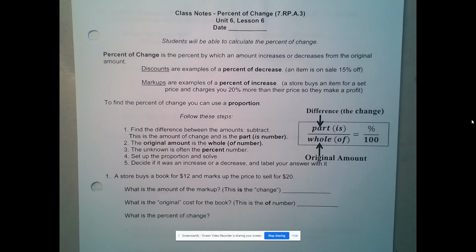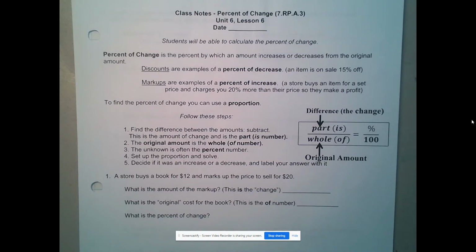So for example, when an item is on sale 15% off, and markups are an example of the percent of increase. So a store buys an item for a set price and they charge you 20% more than their price, so they make a profit. So percent of decrease and percent of increase are the two types of percent of change. So we're going to be looking for those phrases.